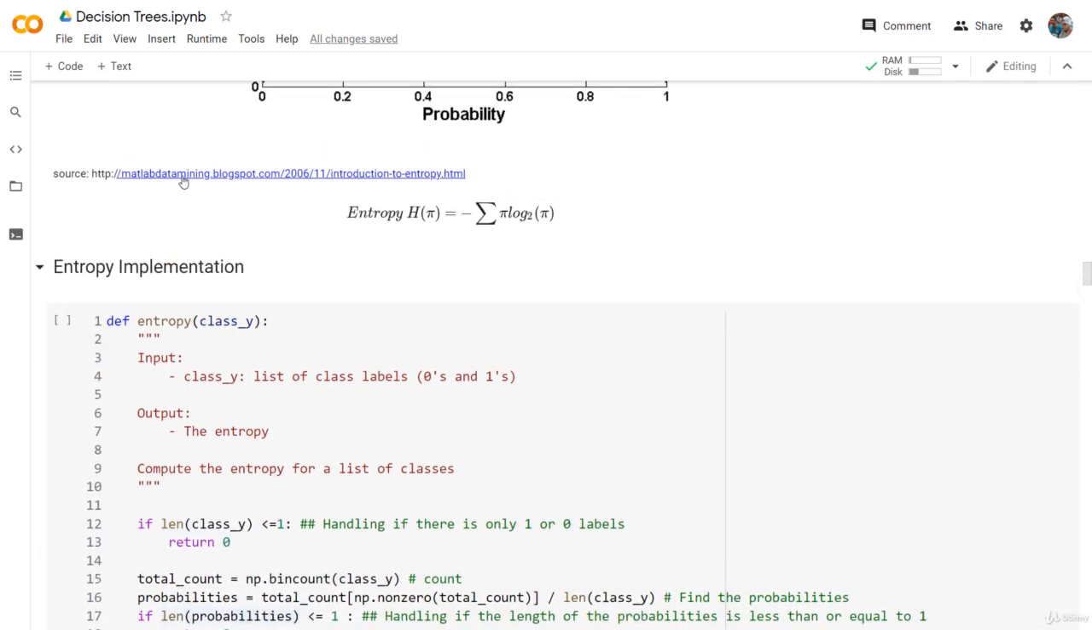And I will leave this source for you if you want to read more about entropy and go deeper into the mathematics for this equation.